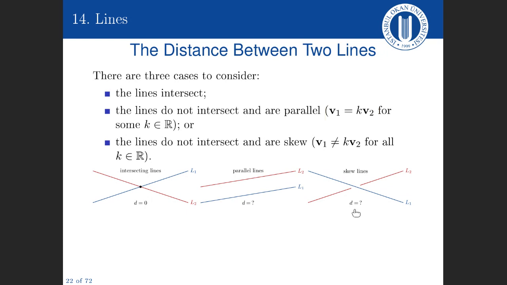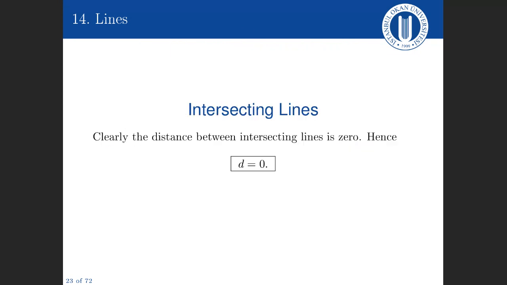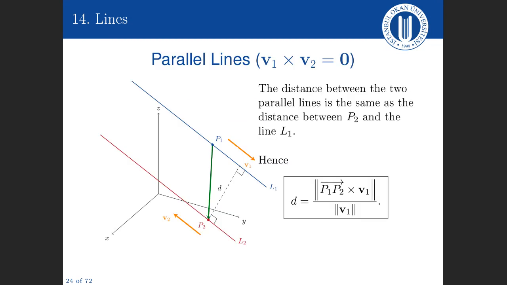Or perhaps we have skew lines, lines which do not intersect and which are not parallel. We can imagine the picture looking something like this. How do we know if two lines are skew? Because vector v1 is not equal to a constant multiplied by vector v2. As I said, intersecting lines is the easiest one. The distance between two intersecting lines is zero. Let's move on to a more interesting case.